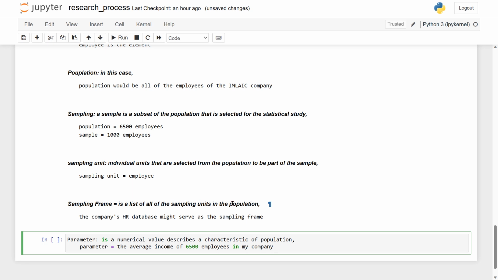Okay, if you do any statistical analysis directly on the population, the numerical values that come out of that statistical analysis are known as parameters.